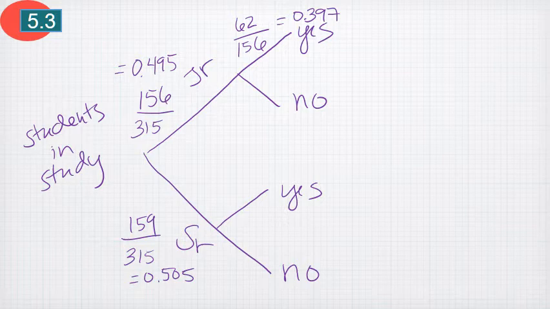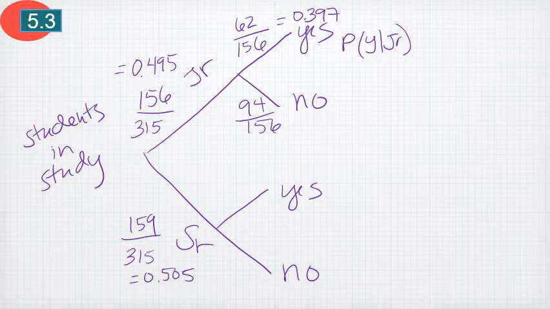I don't know if you noticed, but that's the probability of saying yes given that you were a junior. Conditional probability. Now we go down here and ask, what's the probability of someone saying no given that they're a junior? 94 out of 156, which is 0.602. Again, it's the same thing up here. You don't need to write this; I just wanted to show it to you. That's what we have there.